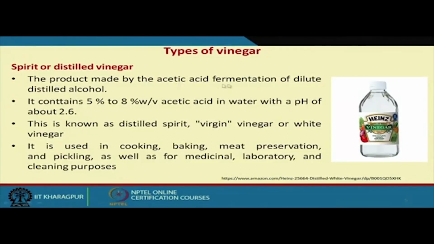The product is made from acetic acid fermentation of dilute distilled alcohol. It contains 5 to 8% acetic acid in water with a pH of 2.6. It is known as distilled spirit or virgin vinegar or white vinegar. It is used in cooking, baking, meat preservation, pickling, as well as for medicinal, laboratory and cleaning purposes. The vinegar is used for these different purposes.